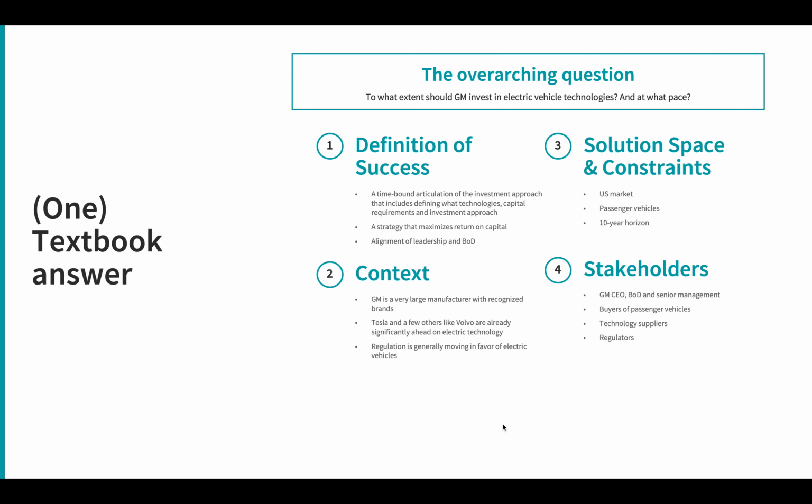Now, the context, I'll let you read it. It's fairly straightforward. Same thing with the solution space. The constraints were, there were clues for that throughout the document that you read. It's the US market focused, passenger vehicles only, and that's a really good zoom in already, because electric vehicles can be everything: buses, trucks, passenger vehicles, everything you can imagine, right? So, hey, this project is focused. These are the constraints. This is the solution space.